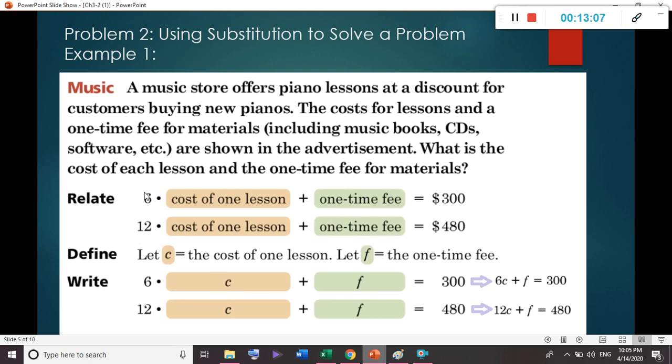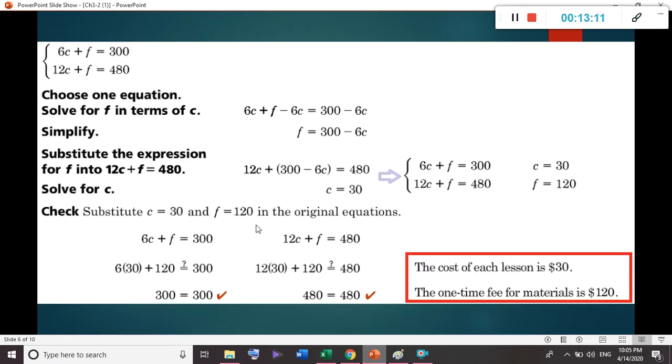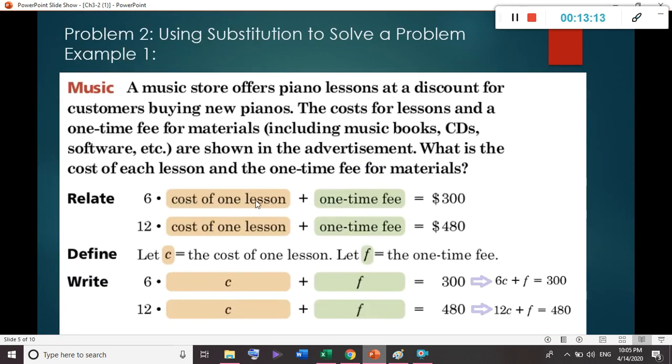So we can find these two equations. Then we're going to write them. We're going to write the cost of one lesson as C, and the one-time fee as F. So here we have two variables, like x and y.